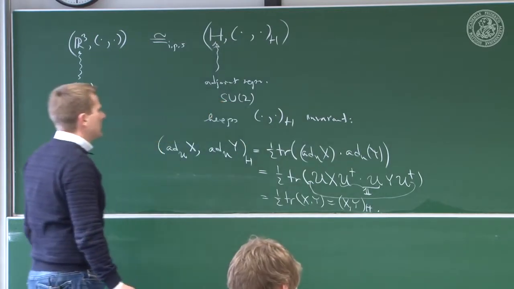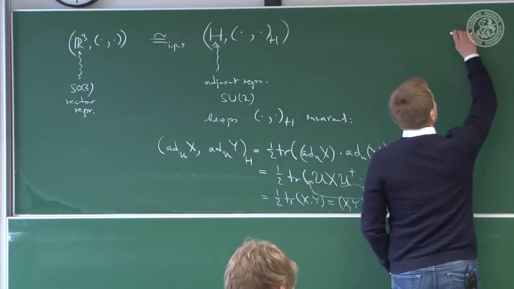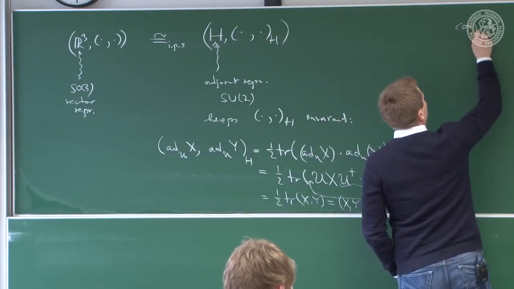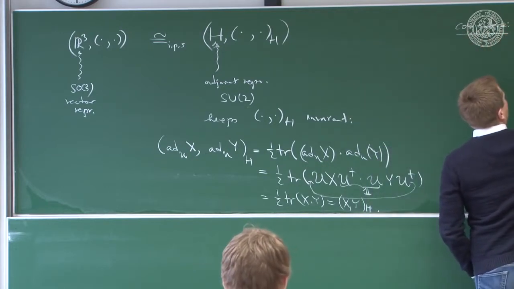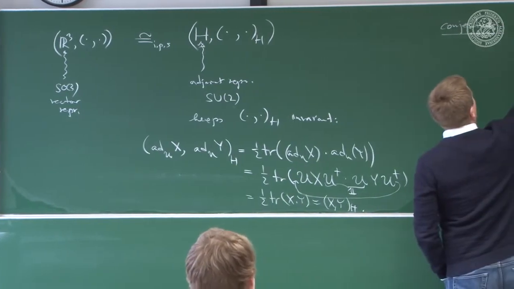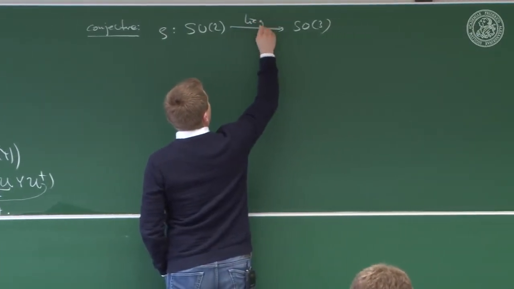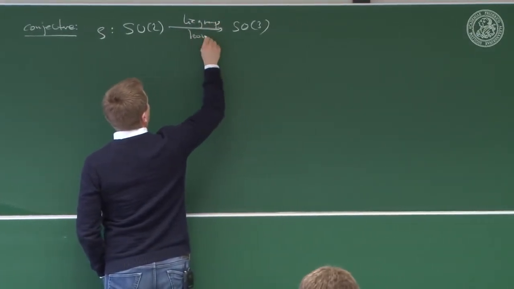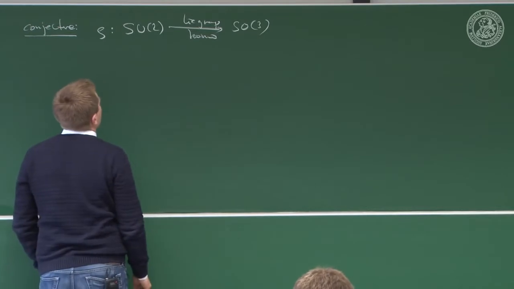Okay, so now we have all the elements together, and we can now dare to conjecture that we have a map from SU2 down to SO3. Let's call this map rho. That's a Lie group homomorphism. And I need to write it down.